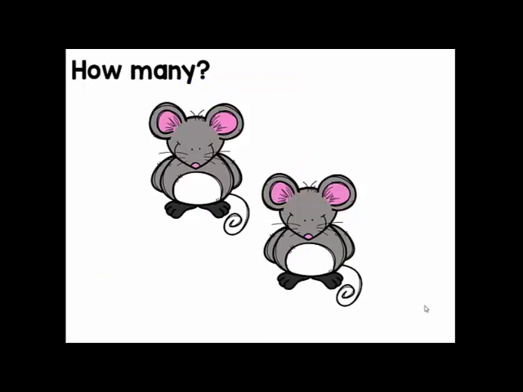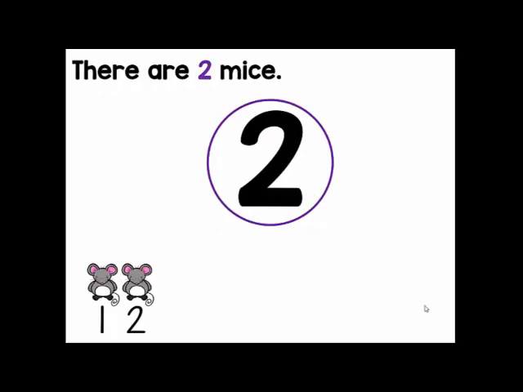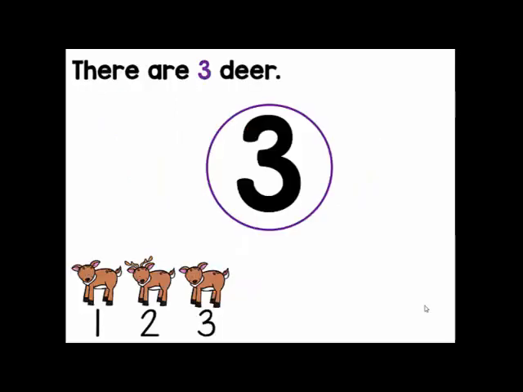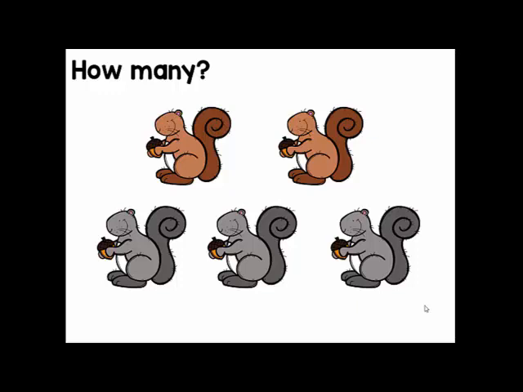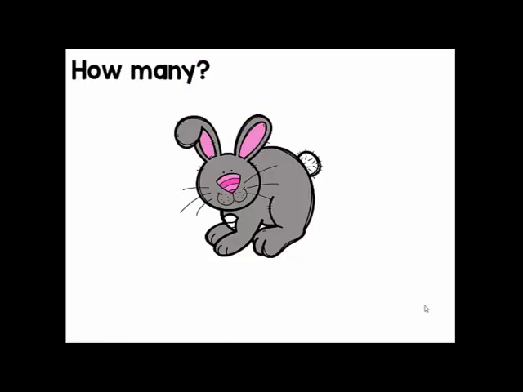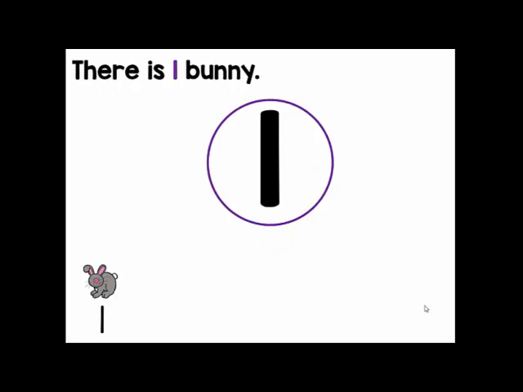How many mice can you see? 2. That's right. There are 2 mice. How many deer can you see? 3. That's right. There are 3 deer. How many squirrels can you see? There are 5 squirrels. Well done. How many bunnies can you see? There is only 1 bunny.